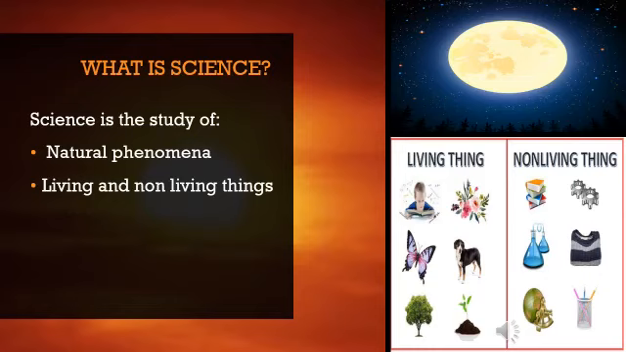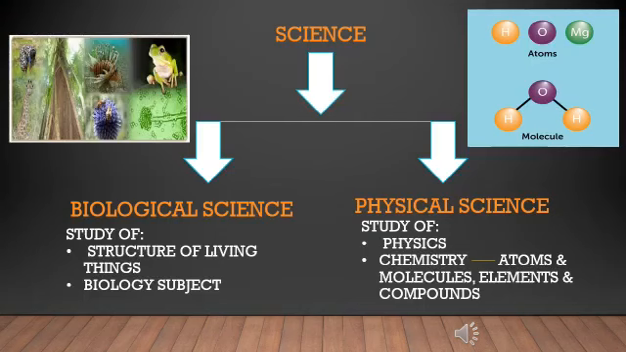In each and everything, whether it belongs to living things or non-living things, there is a science behind it. So basically, we divide science into two categories, which are biological science and physical science.